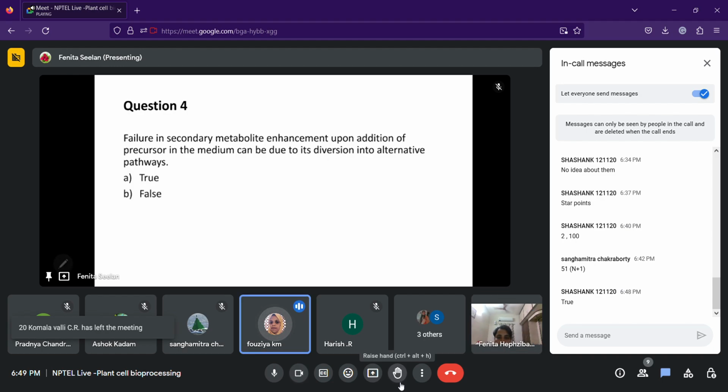That may be due to feedback mechanisms and all, the addition of precursors. Okay. So you have added precursor into the media. Your expected outcome is that as you have added your precursor in excess in the media, the cells will think that it is already abundantly present in the cell system. So they will start diverting the entire precursor, transforming it into your end product. But it is not happening. That is what the question is about, right?